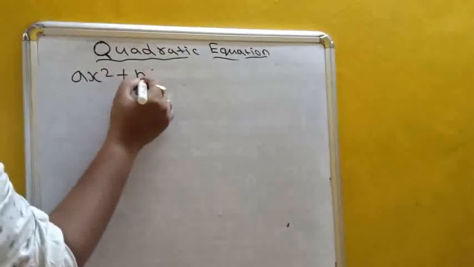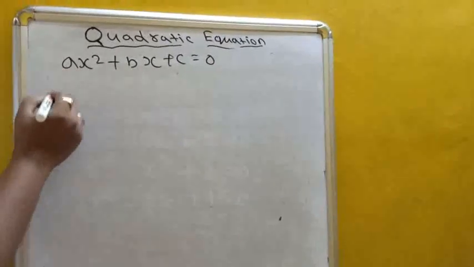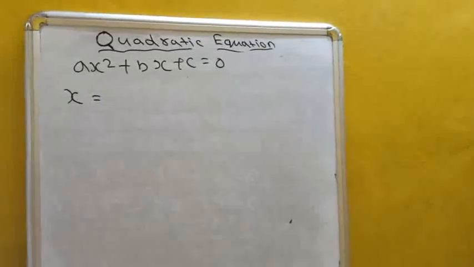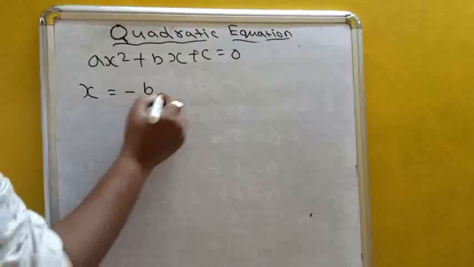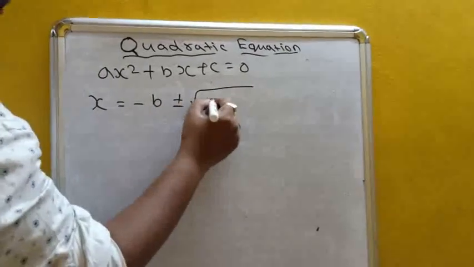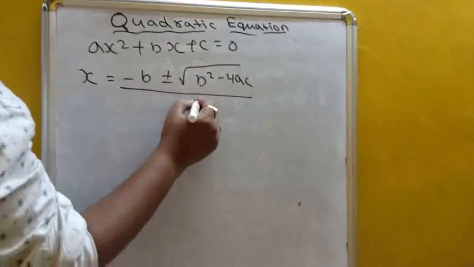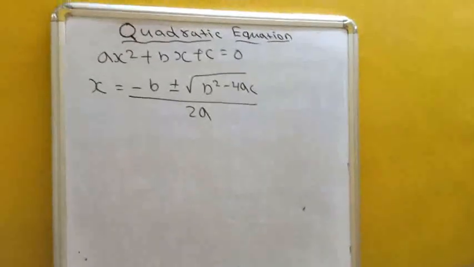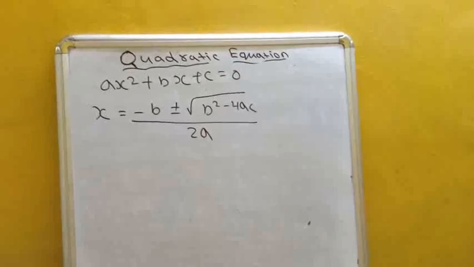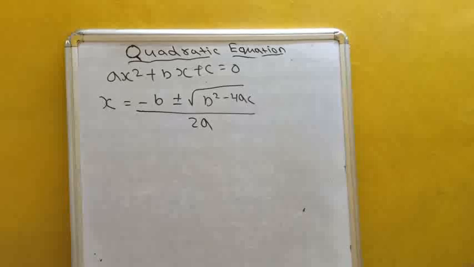If the equation is in the form of ax square plus bx plus c equals 0, so here you have to find out x. How can you find out? Just remember the formula: x equals minus b plus or minus square root of b square minus 4ac divided by 2a. Here a is the coefficient of x square, b is the coefficient of x, and c is the constant.